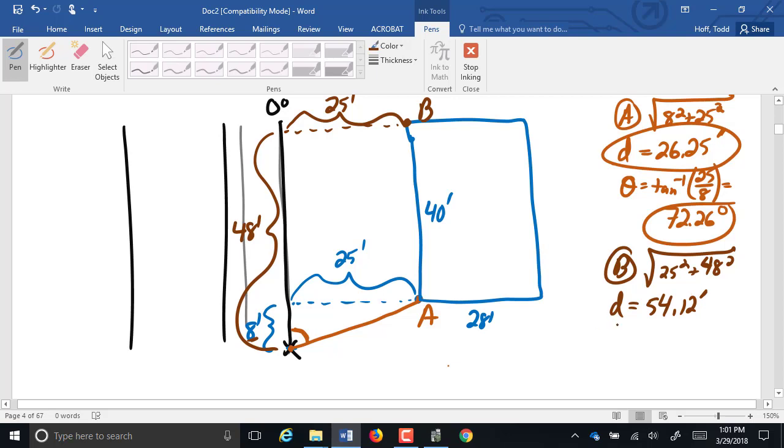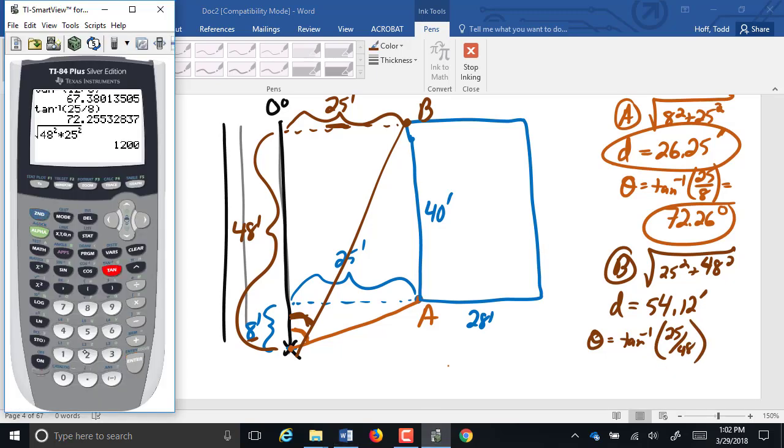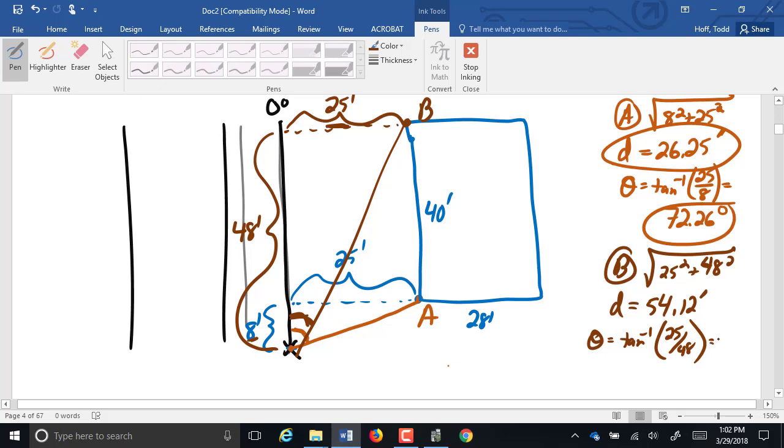So that's our distance. Our angle is again inverse tangent of what? So this is our angle now. What's the opposite side? Opposite side, this is our angle, so the opposite side will be up here. 25 over 48. Inverse tangent of 25 divided by 48. 27.51 works. Degrees.